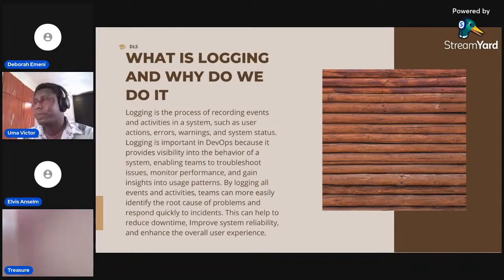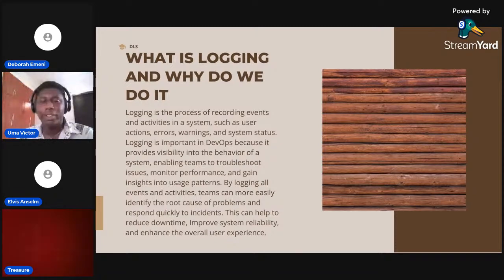Why do we do logging? Why is logging important in DevOps? As a DevOps engineer on your team, when your logs are available to you, what do you do with these logs? You analyze them. You analyze these logs and use them in a way that you can quickly debug any problem you have in your application.